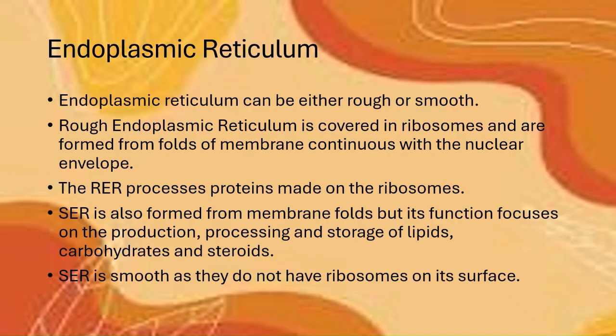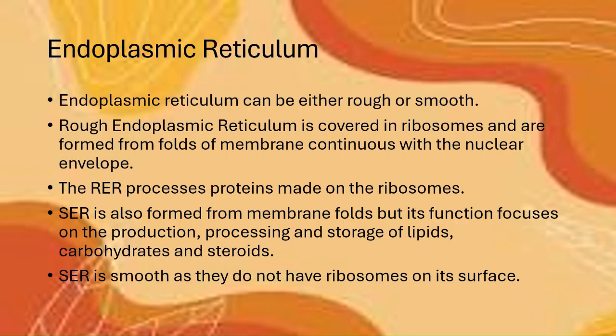focuses on the production, processing, and storage of lipids, carbohydrates, and steroids. And you should know the difference between the rough ER and the smooth ER because there are so many past paper questions on them. And the smooth ER is smooth, just like the name says, as it does not have ribosomes on its surface. So if you look at any questions where they ask you to label different features on the cell, and if you're confused between the rough ER and the smooth ER, you need to look for the one that does not have a smooth surface.